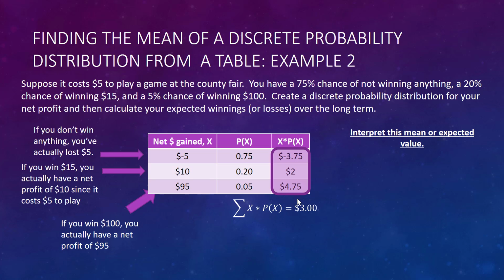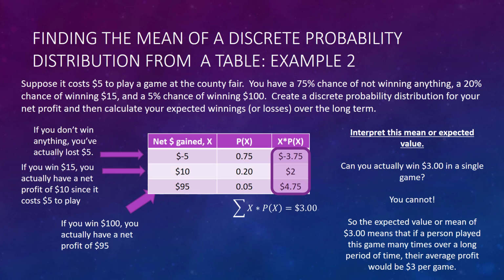What does this mean? Let's interpret this value. Pause this video, write down your answer, and then unpause it to see if you are correct. First of all, can you actually win $3 in a single game? Notice that none of the three outcomes represent actually winning exactly $3.